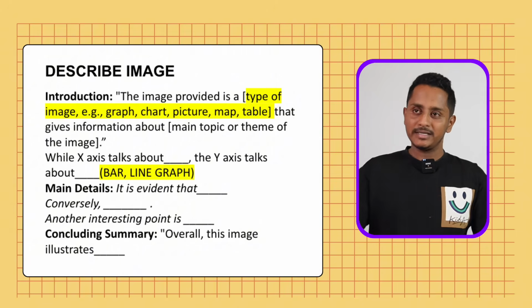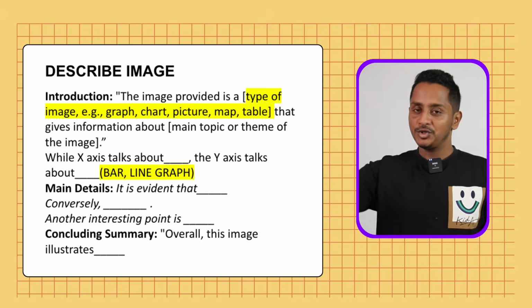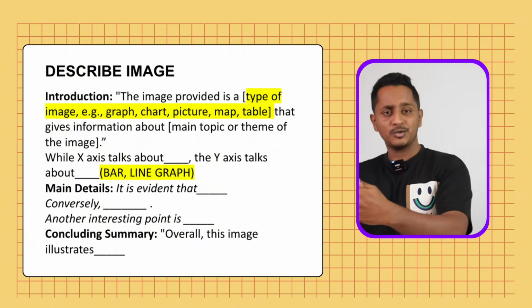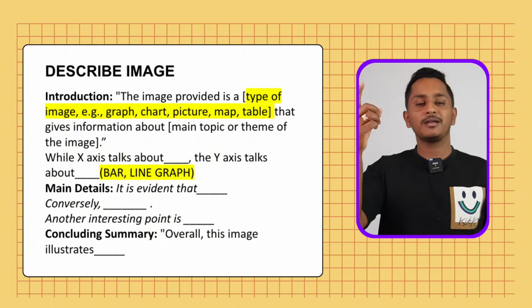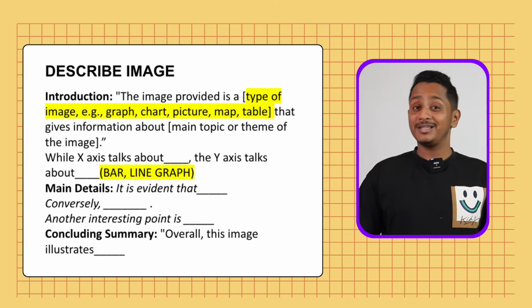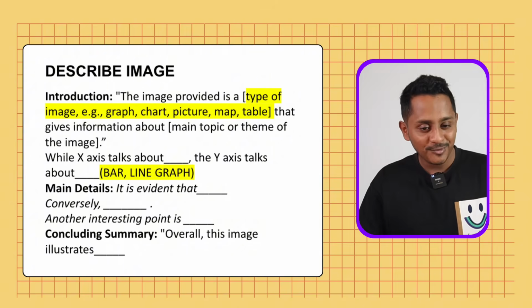The image provided is a bar graph that gives information, talk about the main topic. While the x-axis talks about, the y-axis talks about. Use this line only for the bar graph, line graph or area chart. Don't use it for maps or something else where the x-axis, y-axis is not present.